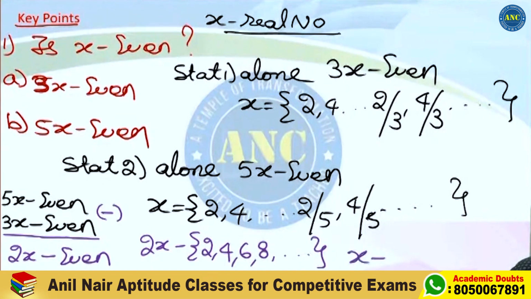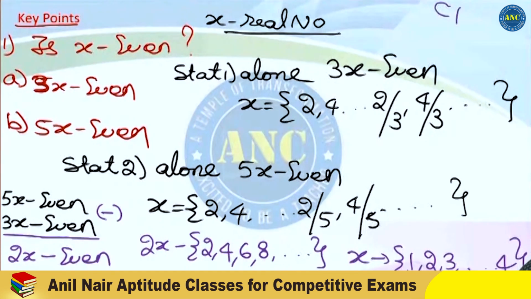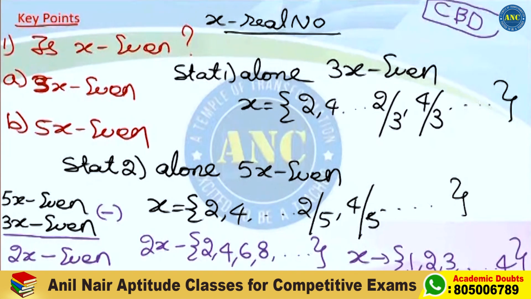So x is nothing but 1, 2, 3, 4 and so on. Sir, if I take subtraction, 5x even, 3x even, I am getting the value of x as 1, 2, 3, 4. 1 is an odd number, 2 is an even number, 3 is an odd number, 4 is an even number. Please tell me why the answer cannot be determined. I tick marked cannot be determined by doing it like this. Please tell me where am I wrong.